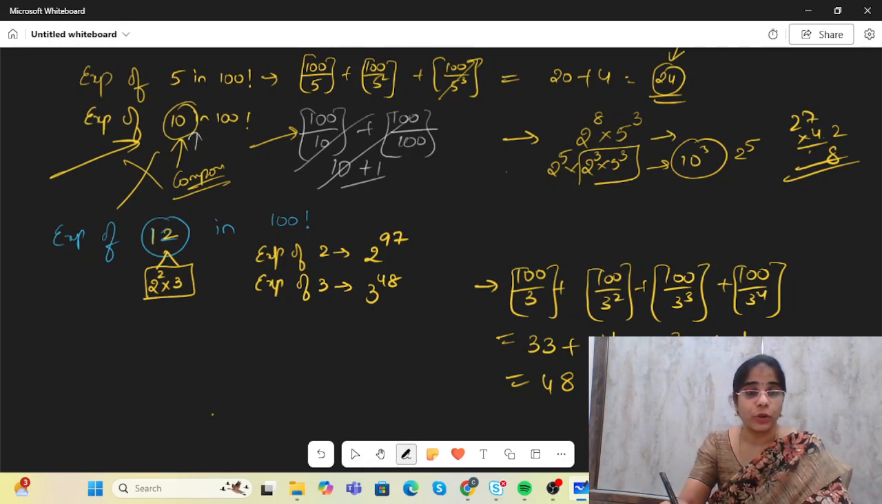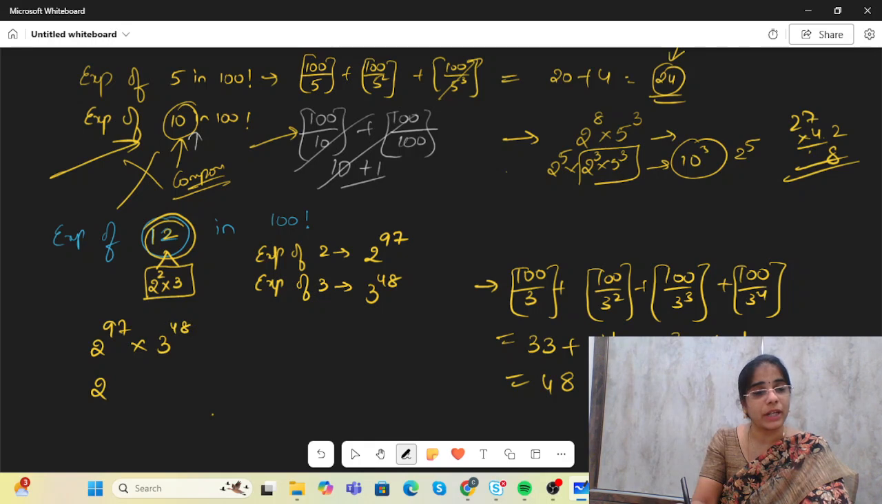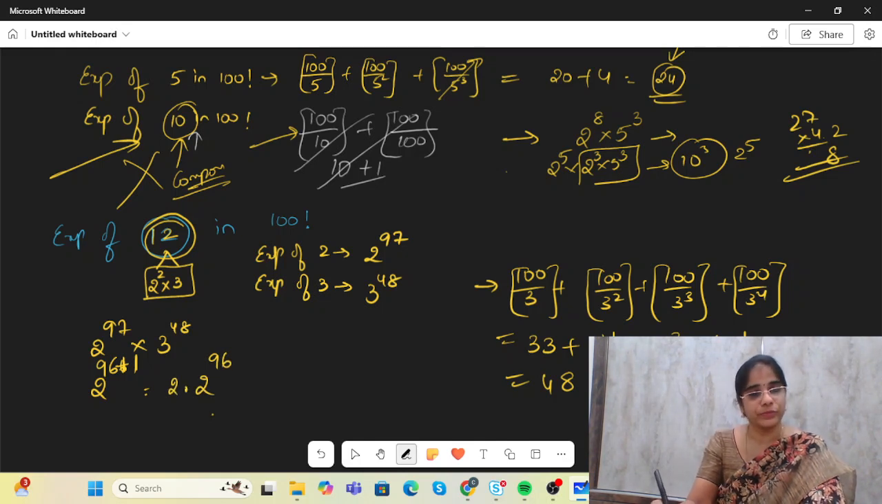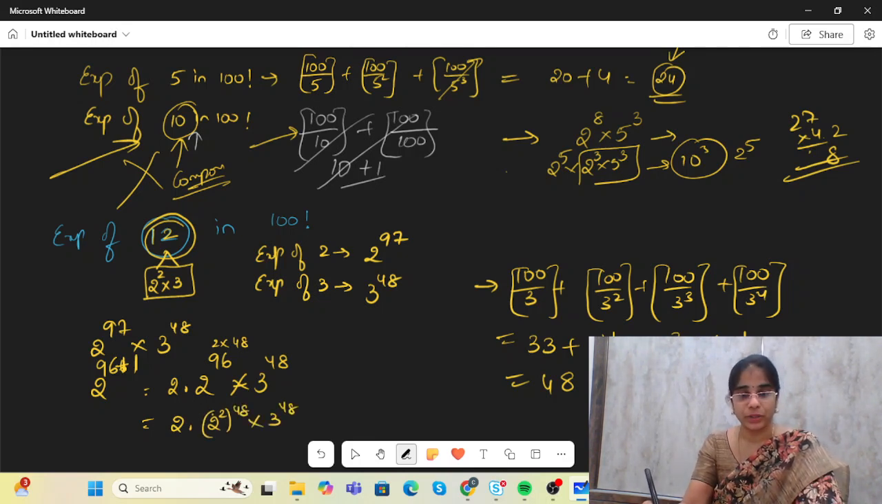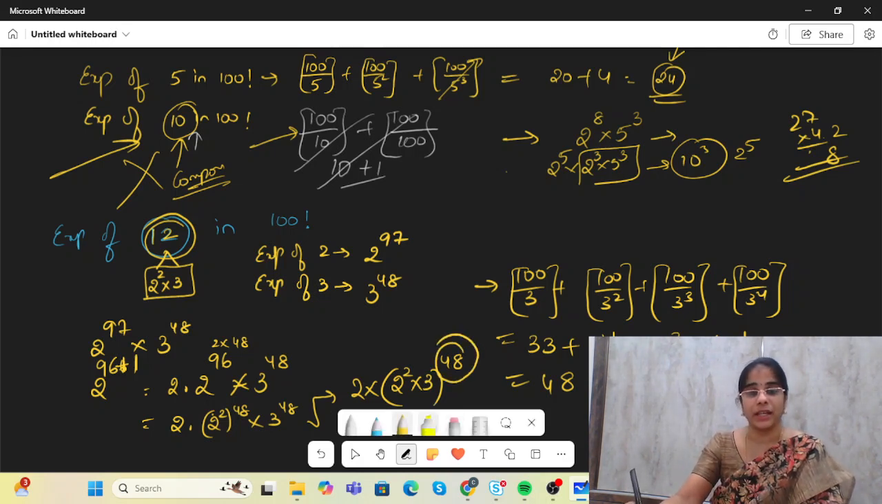Okay, now my question is for the exponent of 12. 12 is 2 square into 3, remember very carefully. So 2 to the power 97 into 3 to the power 48. I have to express 2 to the power 97 in terms of 2 square. 97 is not an even number, so make it 96 plus 1. So that is 2 to the power 96 into 2, into 3 to the power 48. Now this 96 can be written as 2 into 48, so I can write 2 square whole to the power 48 into 3 to the power 48. So from here, this is 2 into (2 square into 3) whole to the power 48. That is how I got that the exponent of 12 is 48. That is my answer. Is that understood?